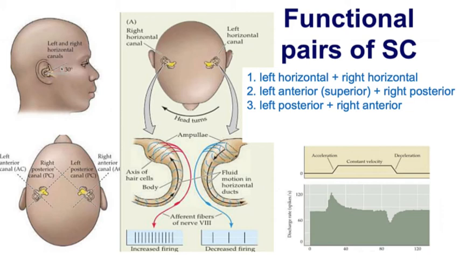Now the semicircular canals function as pairs. We have the left horizontal and right horizontal semicircular canals. They work together, so that's rotating the head side to side. Then the left anterior or superior semicircular canal and the right posterior semicircular canal work together, and then the left posterior and right anterior semicircular canals work together.